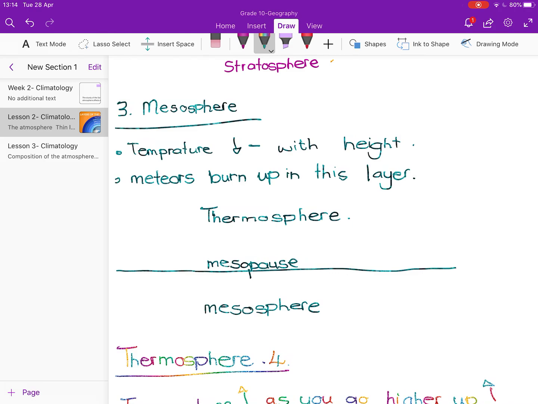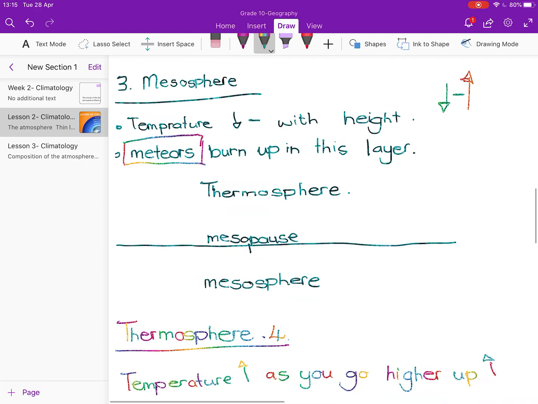Then we have a look at our next layer, which is called the mesosphere. The mesosphere is the same as the troposphere, where temperature decreases as we go higher up. So your temperature will be colder when you go up in height. Now, this layer is where meteors burn up, which is very important because imagine these meteors had to hit the earth every single time.